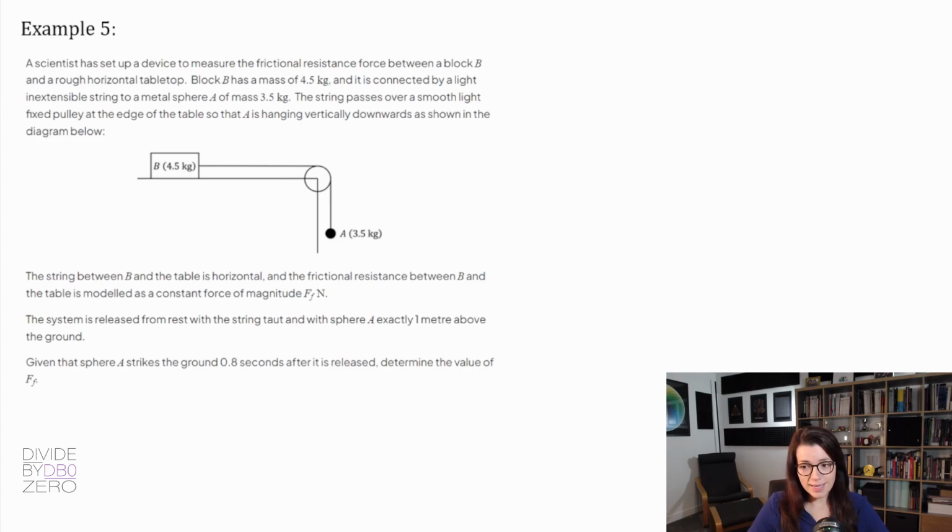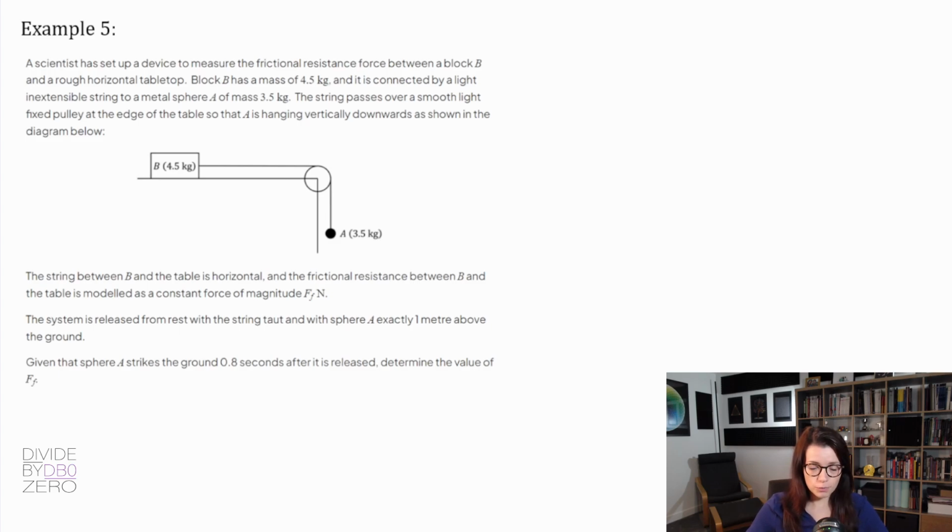The string between B and the table is horizontal and the frictional resistance between B and the table is modelled as a constant force of magnitude FF newtons. The system is released from rest with the string taut and with sphere A exactly 1 metre above the ground. Given that sphere A strikes the ground 0.8 seconds after it's released, determine the value of FF.